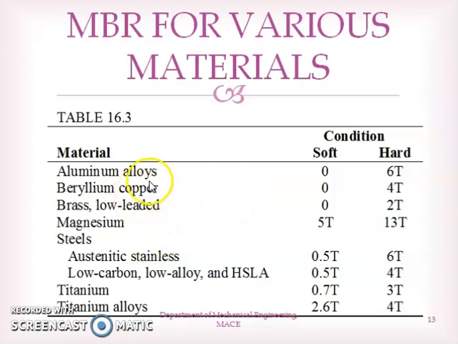Okay, for soft metals, the minimum bend radius is 0 for aluminum alloys, for less strength materials. And for higher strength materials like titanium alloys, the minimum bend radius is 2.6t for soft materials and 4t for hard materials.